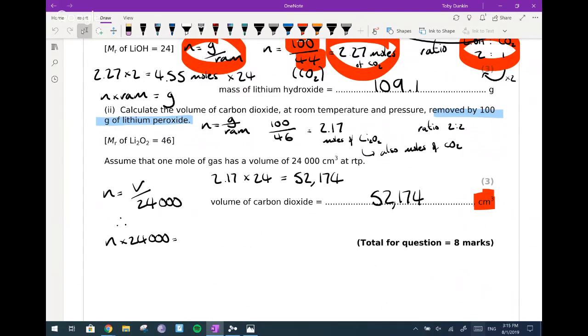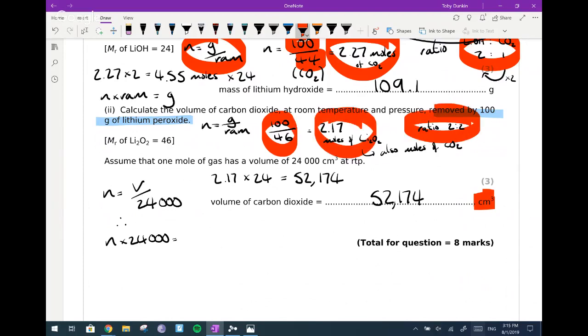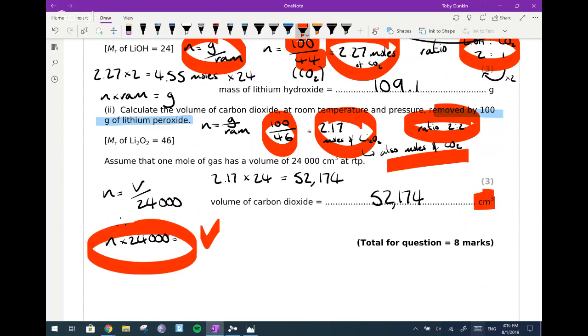Next, calculate the volume of carbon dioxide at room temperature and pressure removed by the 100 grams of lithium hydroxide. Right, same thing. First of all, grams over Mr, moles. Use the ratio, it's 2 to 2. So the same number of moles of CO2 will be removed. Right, assume that 1 mole of gas has a volume of 24,000 centimeters cubed. Right, reorganize the equation. So that was going to give me my V. So times 2.17 by 24,000, and I get 52,174 centimeters cubed.